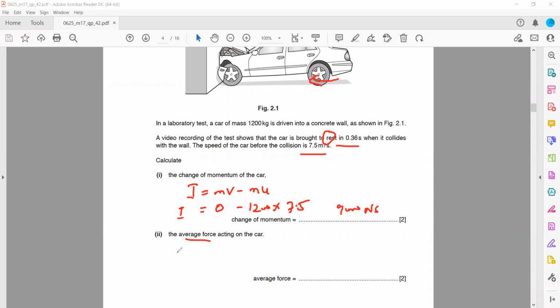Then we need the average force. If we know the impulse, it is force multiplied by time. We have the impulse from the previous part, that is 9,000. The force we don't know, and the time interval is 0.36 of a second. So it is multiplied, and on the other side it will be divided. We'll get the average force which this car will experience, which is about 25,000 newtons.